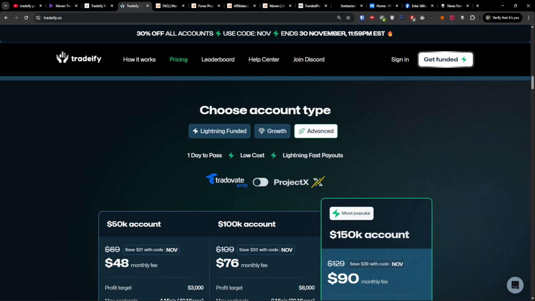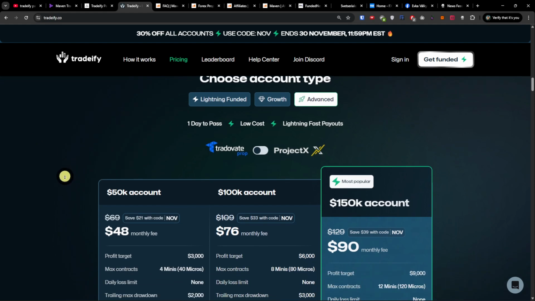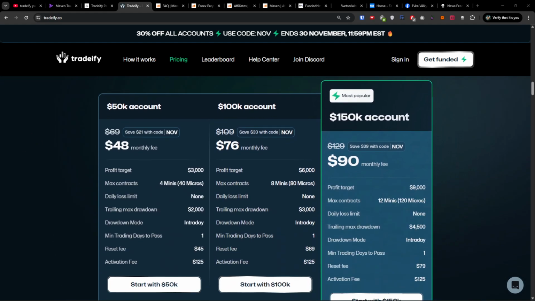Now, the payout window. When you have these conditions met, then you can withdraw. And the minimum payouts are also important. You're going to have $500 for a 50k account, 1k for a 100k account, and 1,500 for a 150k account.